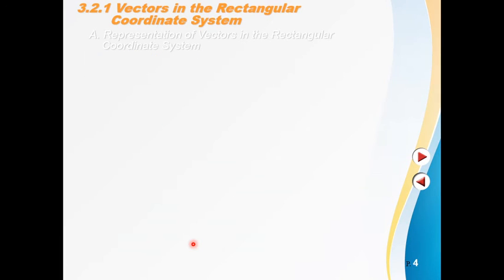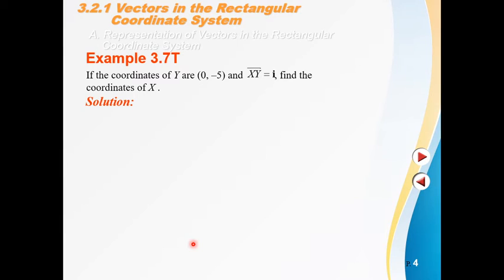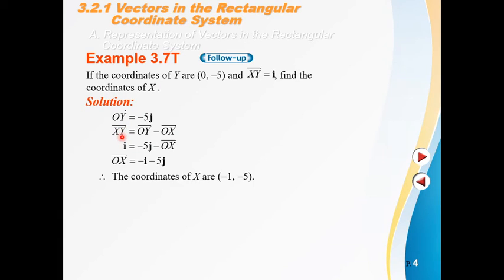Okay, so there are a lot of examples I've stated here. If the coordinate of Y is 0, -5 and XY is i, find the coordinate of X. Okay, so we have the coordinate of OY, which is -5j, because normally it should be 0i plus -5j, which will result to -5j. Already we know that our XY is equal to OY minus OX, and our XY is given to us as i, and our OY is given to us as -j. We are to find OX, so by that you do the mathematics, you get this. Therefore the coordinate of X is -1 and -5.